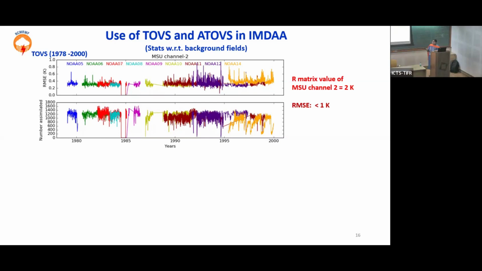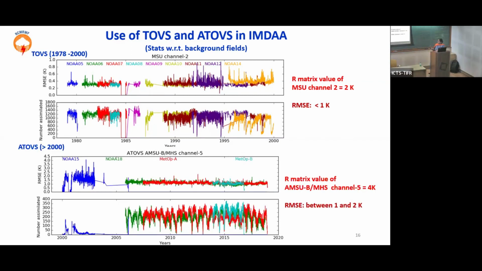And here you see the R matrix value, that is the observation error value we specified for this particular channel 2, which is 2 Kelvin. What we found is the RMSE is very much less than this observation error we specified. So RMSE is less than 2 Kelvin. So the assimilation system is treating the data fairly well, and the error with respect to the background is less than the observation error we specified in the system.